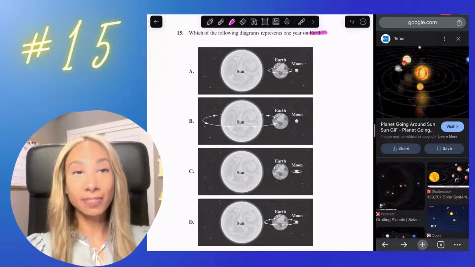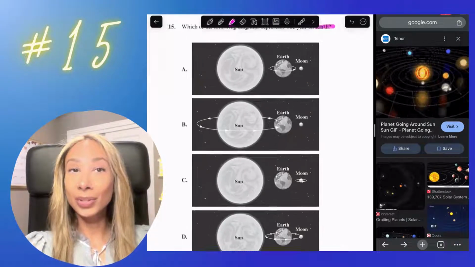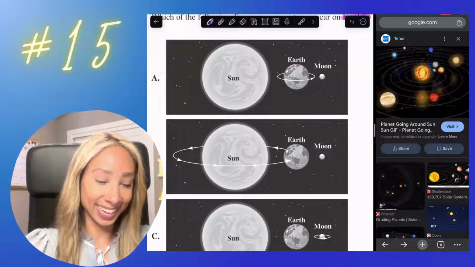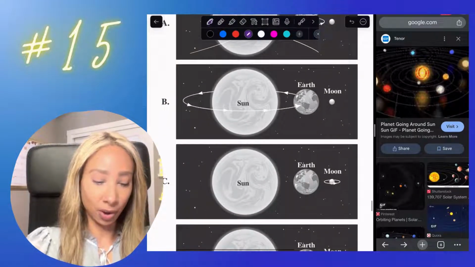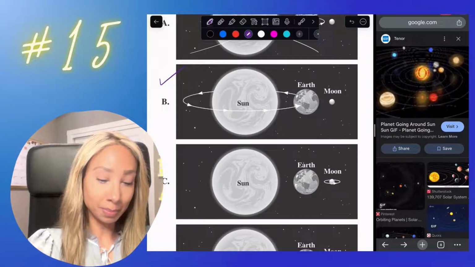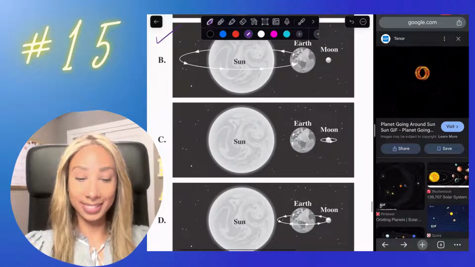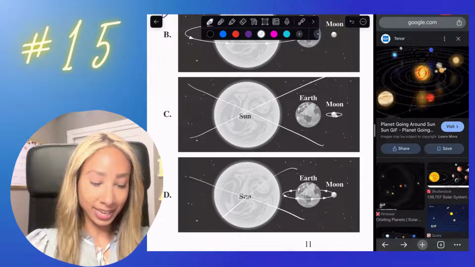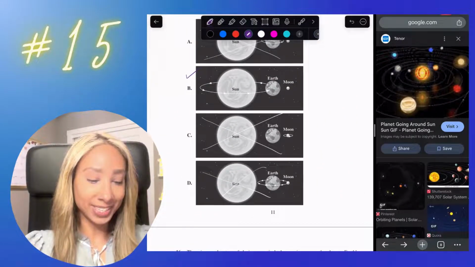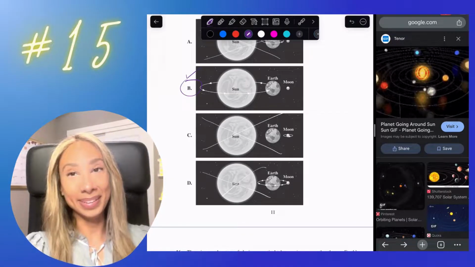So really, we need to find a diagram where we can see the Earth clearly rotating around the sun. So for this one, it's not going to be option A. It's not rotating the sun at all. Option B looks pretty good to me. It is rotating the sun. Option C does not have that, and neither does option D. So our answer for this one is going to be B.